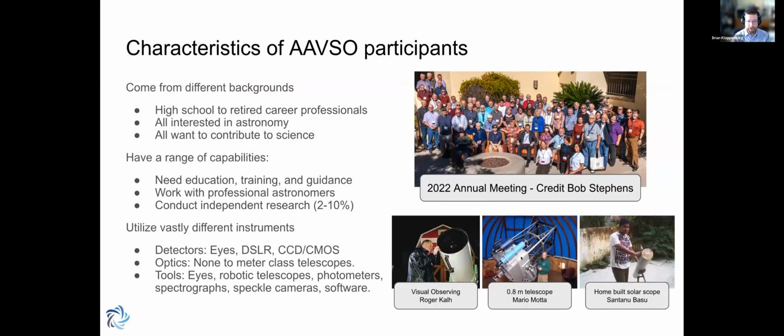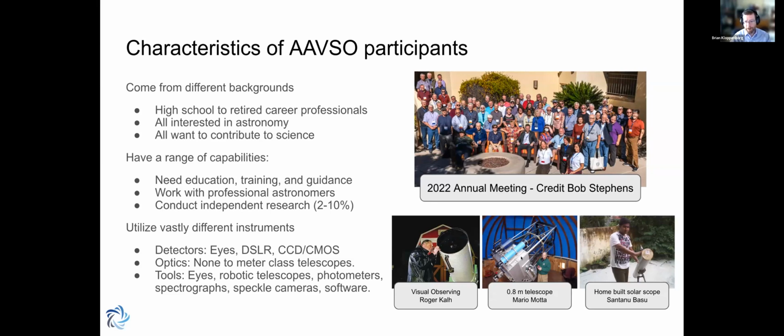Now, in case you're wondering, who are the AAVSO? Because we're a group of not just folks there at headquarters, but also a group of participants. The things that unify AAVSO members is basically that they have a fundamental interest in astronomy, and they all have some way that they want to be able to contribute to science. But beyond that, the group really becomes quite diverse.